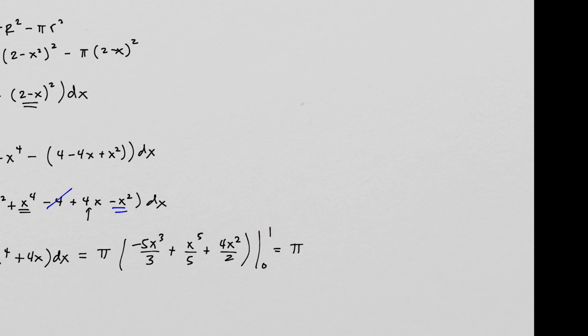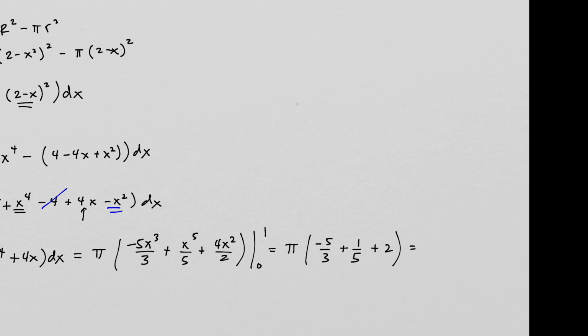And so when we do that, we're going to get pi times negative 5/3 plus 1/5 plus, and then this is just 2x squared. So when x equals 1, we just get 2. And then let's go ahead and get a common denominator, which is going to be 15. So we have negative 25 over 15 plus 3 over 15 plus 30 over 15. And this ends up being 8 pi over 15.